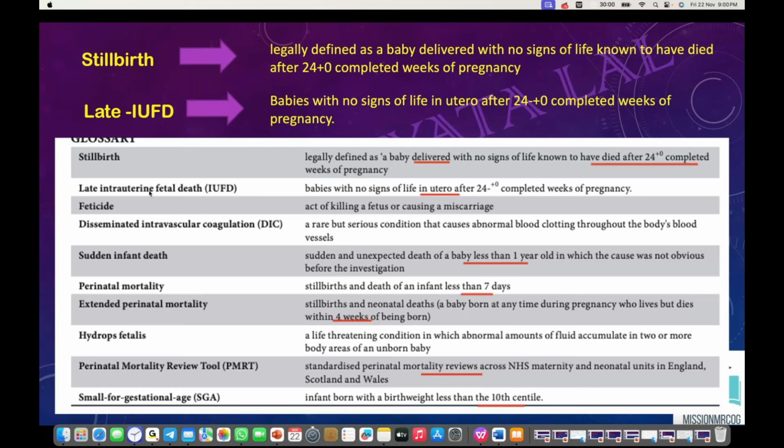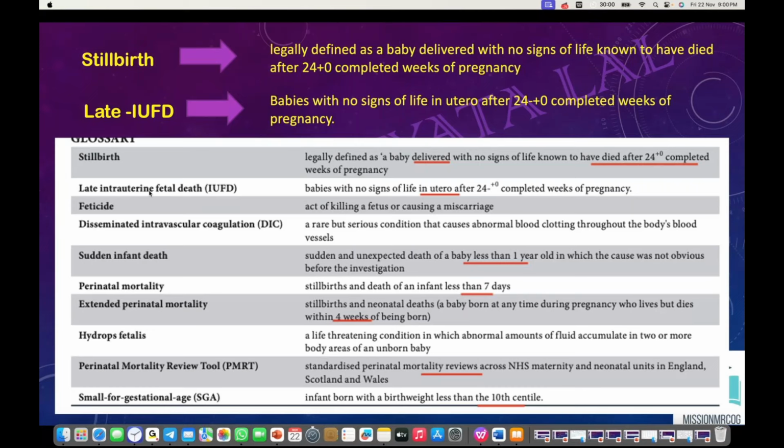Now, what is the definition of late IUFD? The guideline is all about late IUFD. The baby is in utero with no signs of life after 24 completed weeks of pregnancy. So late IUFD means the baby is dead, but still inside the uterus. Stillbirth is when the baby is born. It is a very small difference, but it is a change in the terminology: stillbirth and late IUFD.